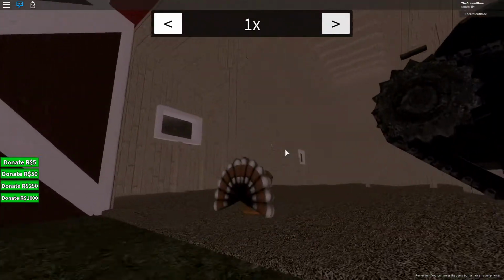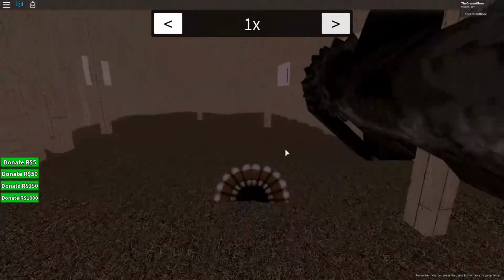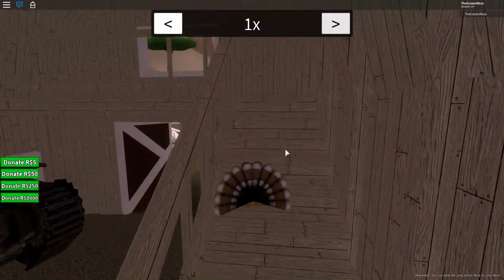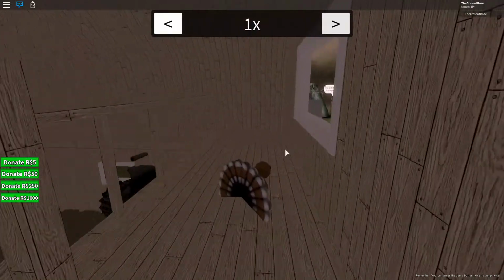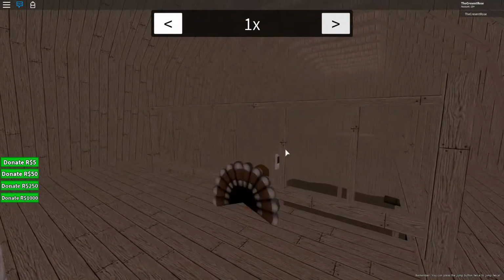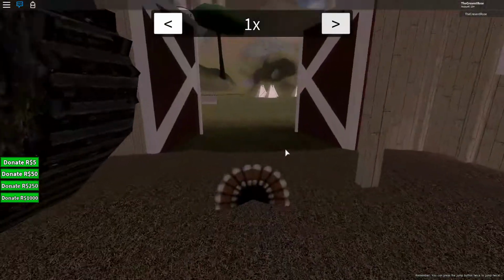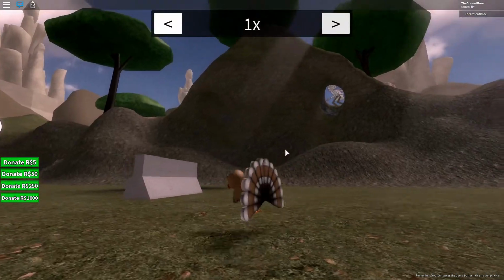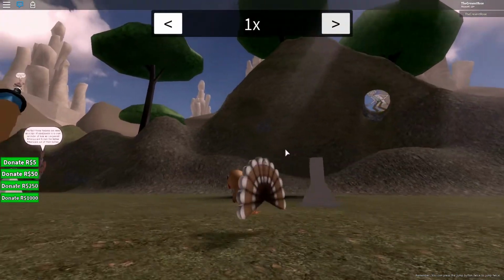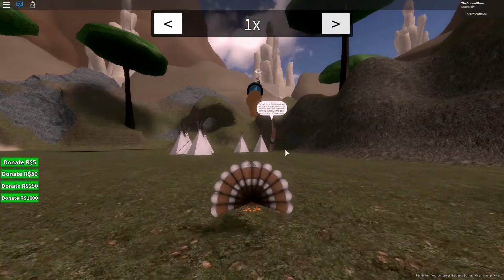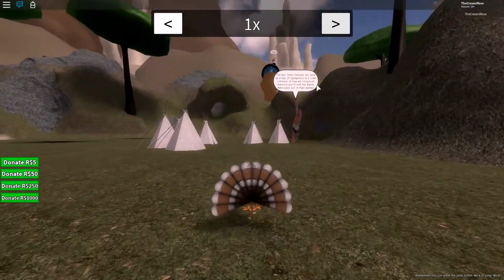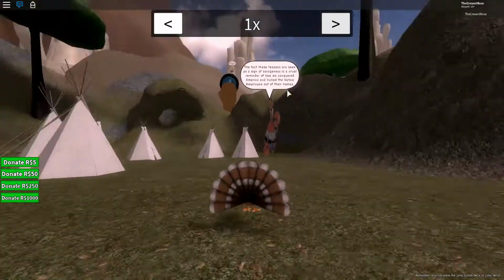Is there anything in here? I might have to turn the sound off. This is getting annoying. Doesn't look like there's anything in here. I'm just dropped down. I'm gonna head here, then up there, and then back to here. I wanna see if I can see anything up there.